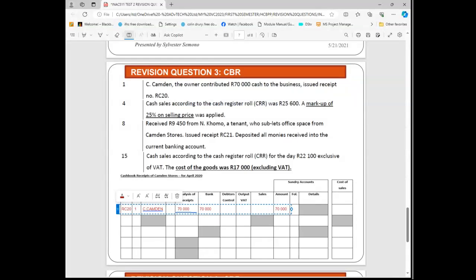And the details would be capital. Every time you see capital under receipts, it means it's cash, so you never have to calculate VAT on it. Okay, no problem. If you're okay, we can try number 4 on the 4th.